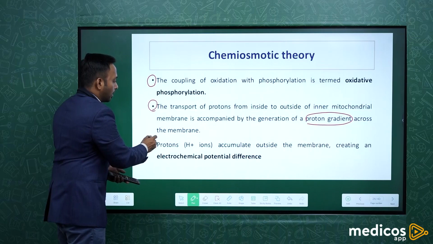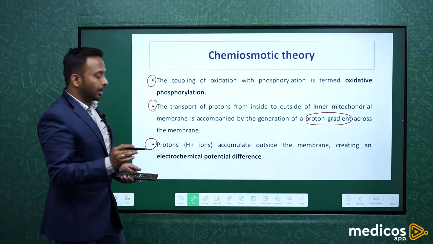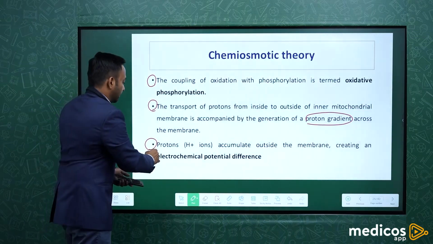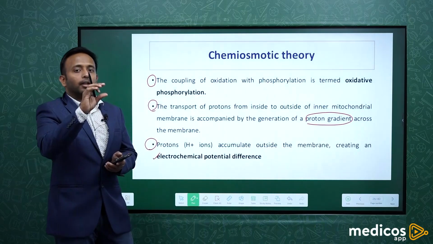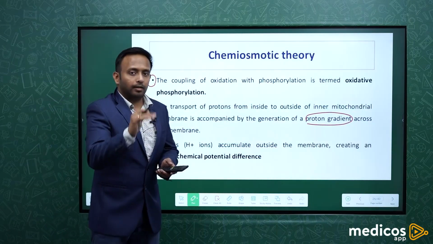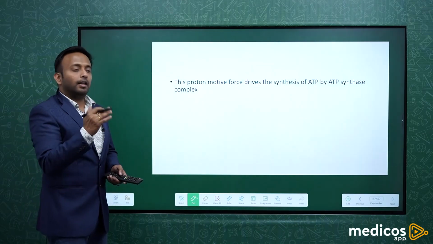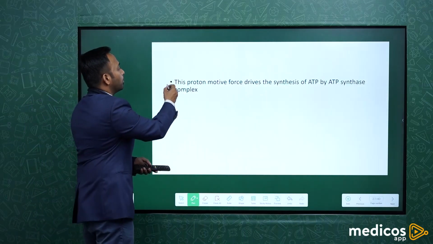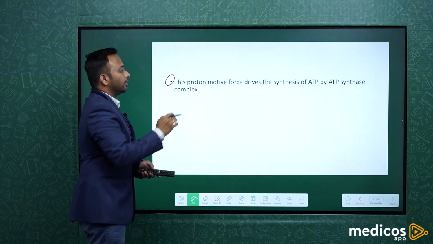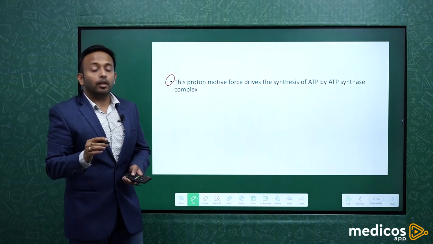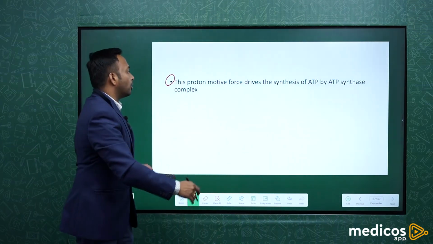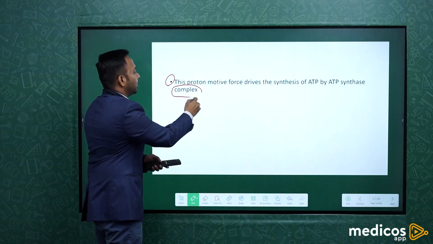So this accumulates outside the membrane, creating an electropotential difference between what? Intermembrane space and the matrix. So there is generation of a gradient, and how you are using this gradient will define the ATP generation. That is, this proton motive force drives the synthesis of ATP. Who will synthesize? There is a specific complex called the ATP synthase complex.